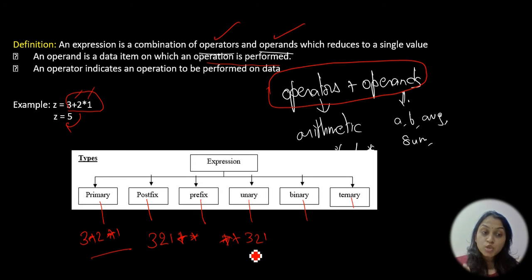Postfix means the operator has to be placed after. Post means after. Pre means before. And unary means it's like the increment operator and the decrement operator, plus plus A or A minus minus, something like that. It's a unary operator. And binary operator means two operands are to be operated on using some operator. And ternary means three operands and two operators.